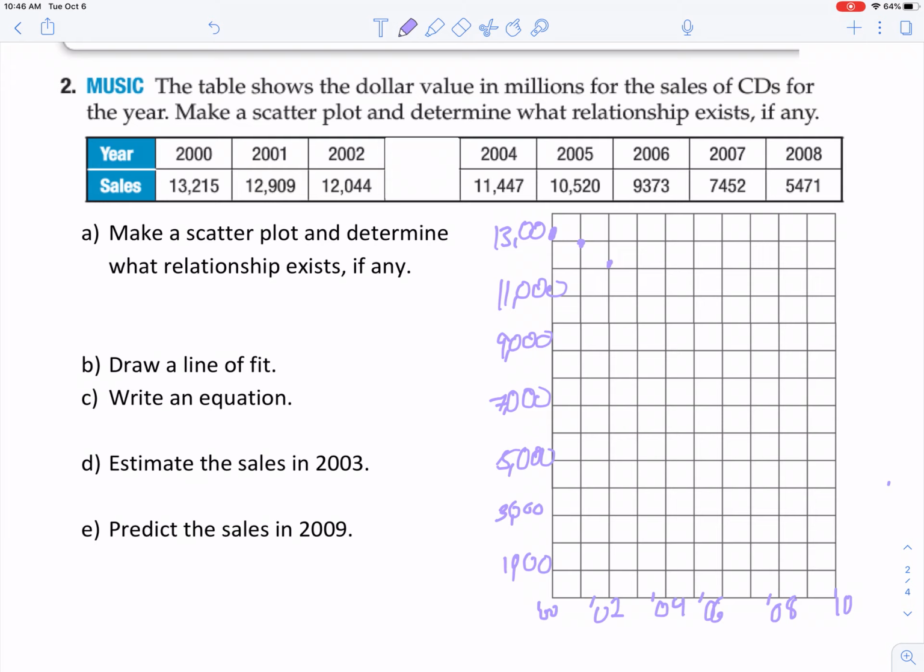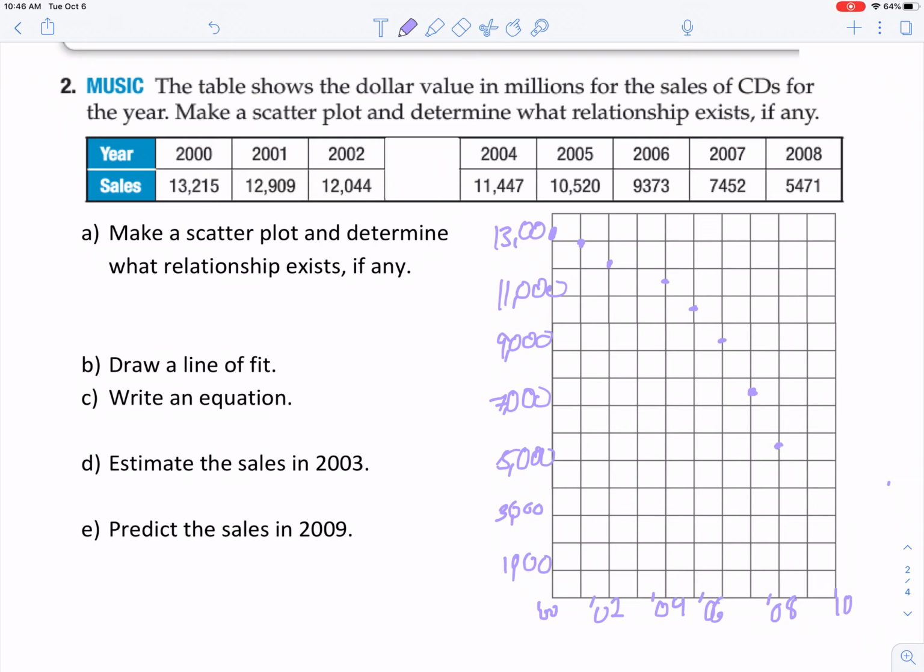In 04, it's about 11.5-ish. Then 5, it's 10.5-ish. In 6, it's a little bit over 9. In 7, it's about 7.5-ish, kind of. And in 2008, it's 5.5-ish.